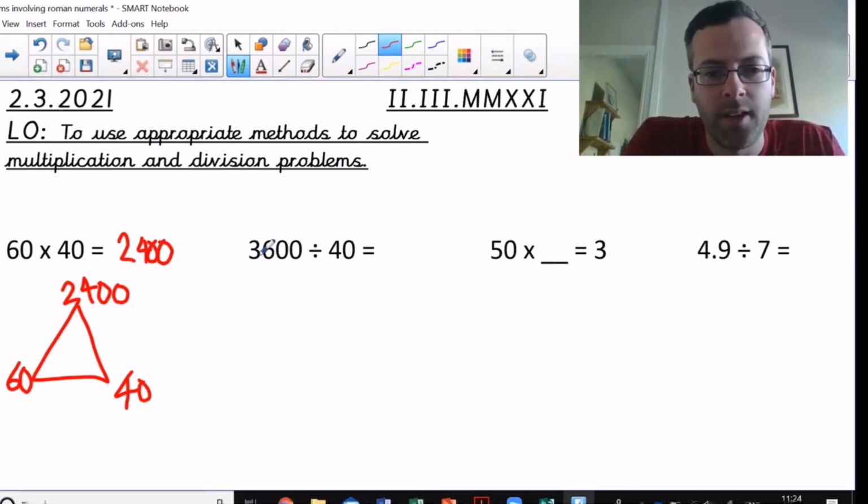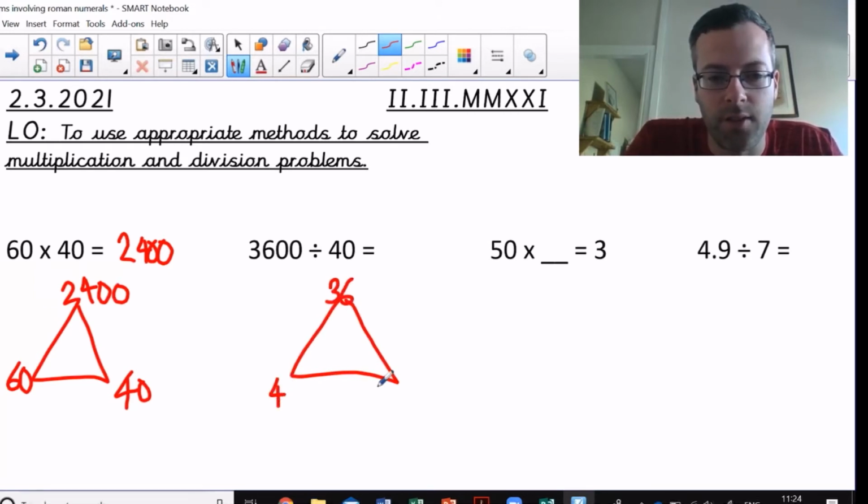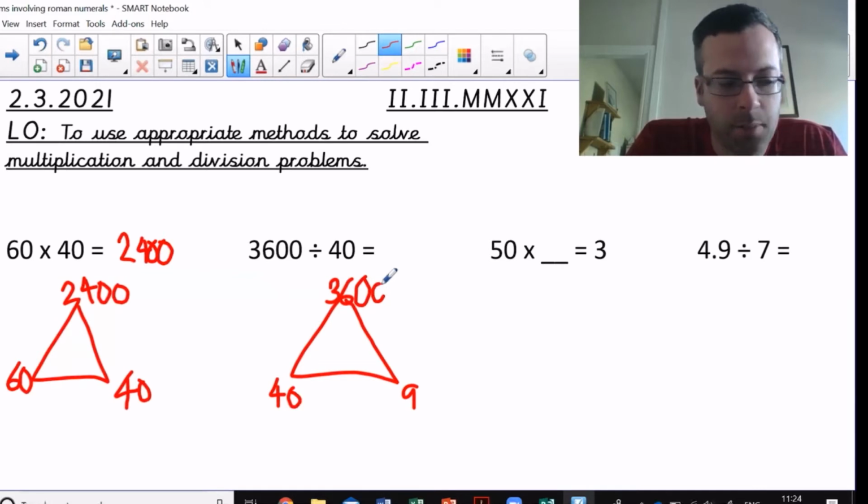Love them. This one looks a lot like 36 divided by 4, so I'm going to put a multiplication triangle and do 36 divided by 4, and I know that 36 divided by 4 is 9. But in this case, well, that's not a 4, it's a 40, so that needs to be 10 times bigger, so I'm going to make that 10 times bigger. And then that's not a 3,600, it's a 360, so I need to make that 10 times bigger. So I'm going to make that 10 times bigger.